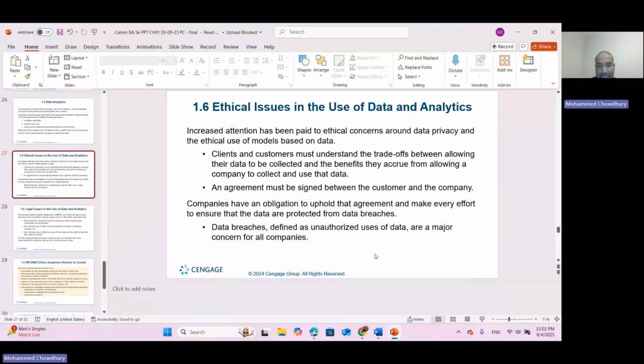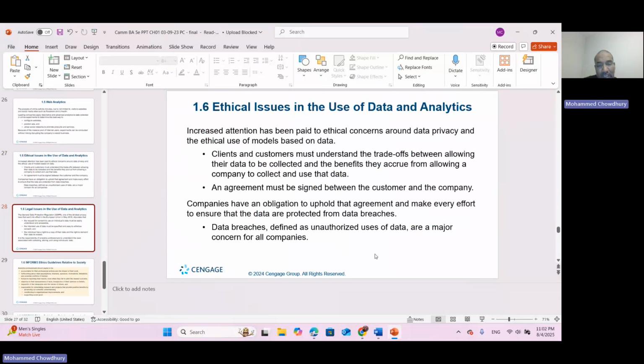Okay. Companies have an obligation to uphold that agreement and make every effort to ensure that the data are protected from data breaches. When data breaches happen, the hackers take away important information. Sometimes their financial information, bank account number, routing number, and they take away money from the bank. So data breaches, defined as unauthorized use of data, are a major concern of all companies.